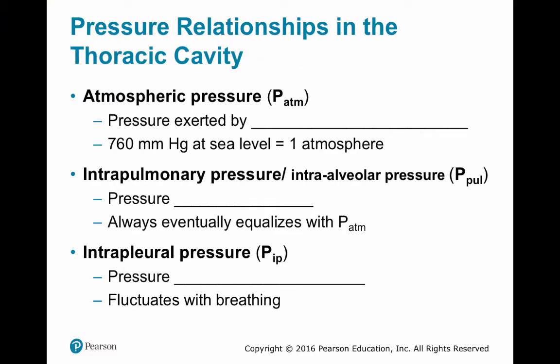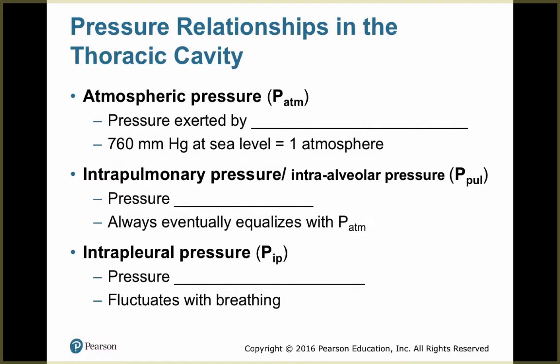Now, when we talk about how air flows in breathing, basically air flows through the lungs due to pressure. And pressure relationships are very important in this process. And so we have what's known as atmospheric pressure, which is PATM. And this is the pressure exerted by what? By the air that's surrounding the body. And it's essentially 760 millimeters of mercury at sea level, which is about 1 atm.